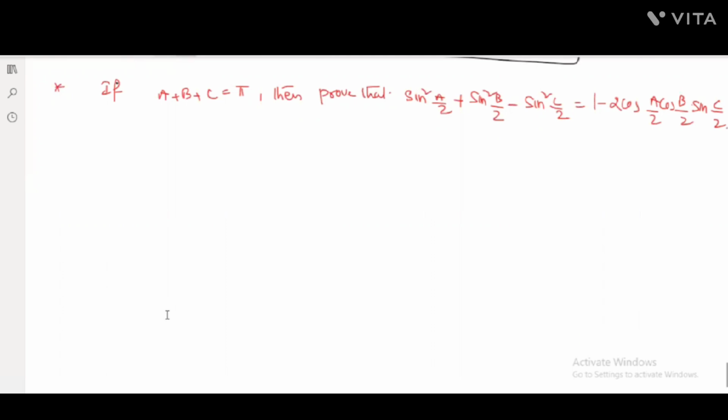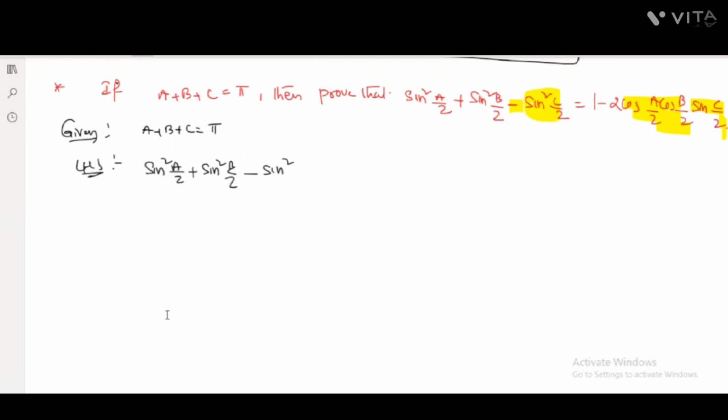See here, what you have to observe carefully is whichever angle's trigonometric ratio is minus, the same thing you will get as sine, and the remaining all you will get as cos. So let's see this one. They are given a plus b plus c is equal to 180. So the LHS we can take here is sine square a by 2 plus sine square b by 2 minus sine square c by 2. If I take any two, that's not a problem. So I'll take these two.